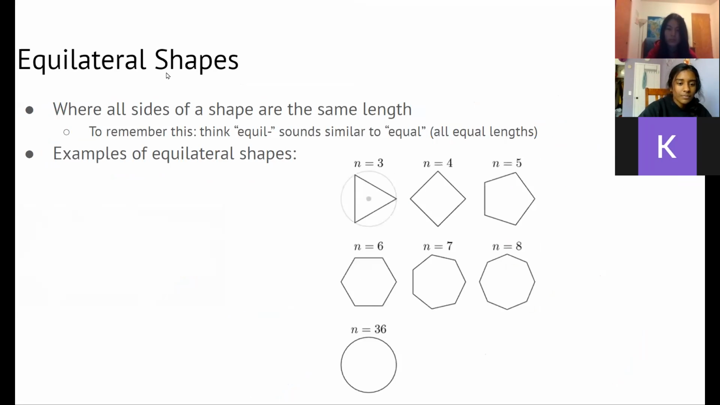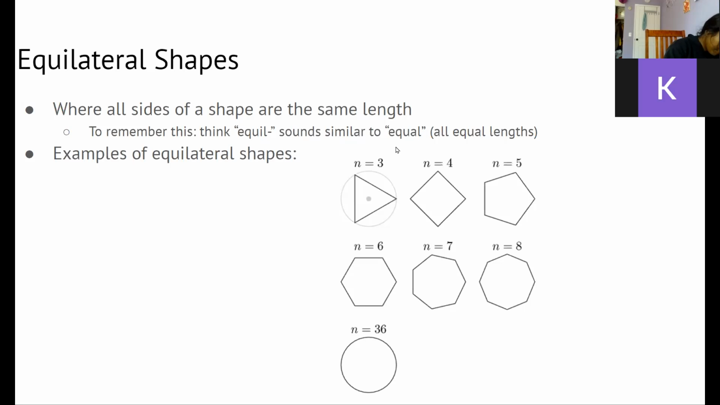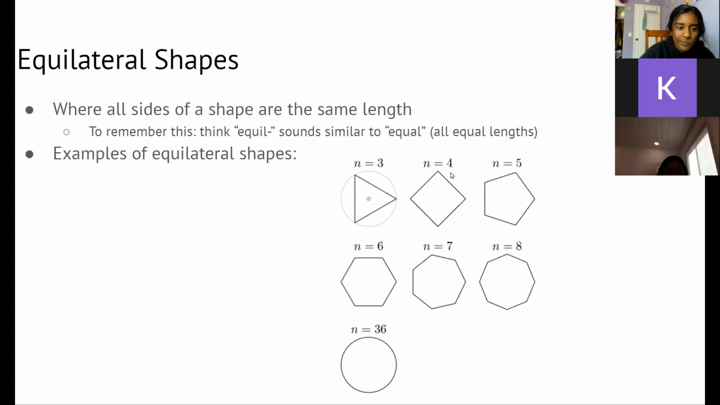Now we're going to cover equilateral shapes. Equilateral shapes have a lot of properties in competition math because it's given that all the sides and angles of the shapes are the same length. Equilateral sounds similar to the word equal, so you can think of it as all equal lengths and all equal angles.